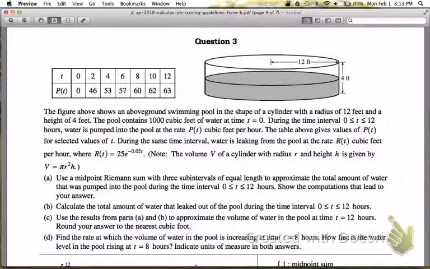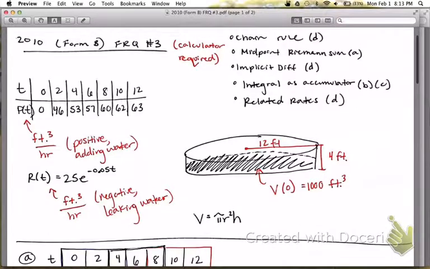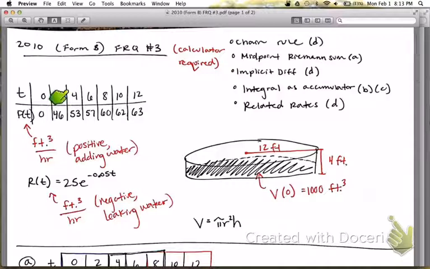There we go. So first things first, before we even get started, here's what we have. We have this table. The units are feet cubed per hour, and it's positive because we're adding water. The R of t function is also in feet cubed per hour, so these are both rates. This one is water entering the pool, this one is water leaking from the pool, so that's a negative function. And again, our initial volume over here is going to be 1,000 feet cubed. That's how much water started in the pool to begin with.